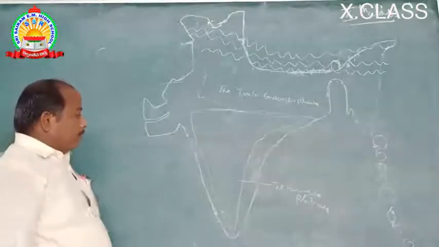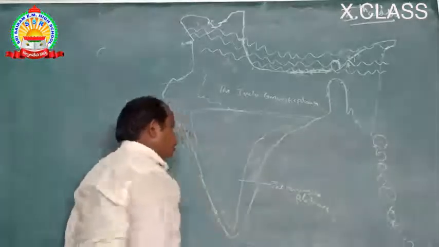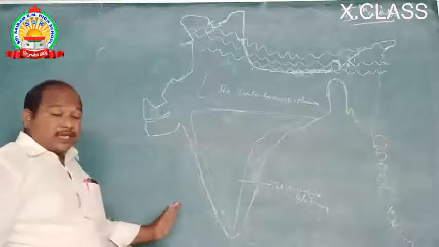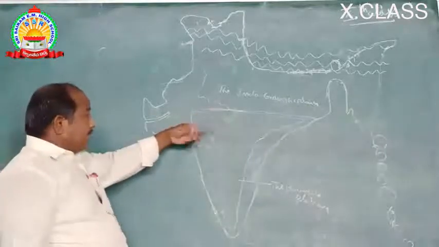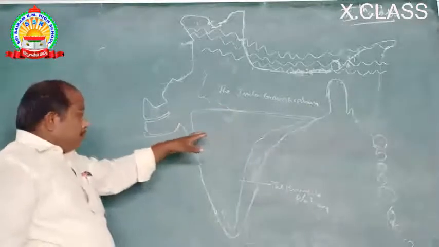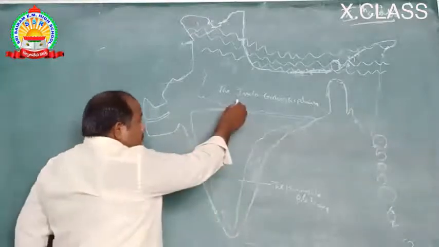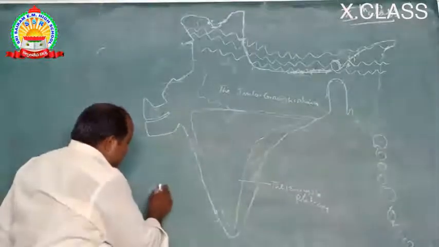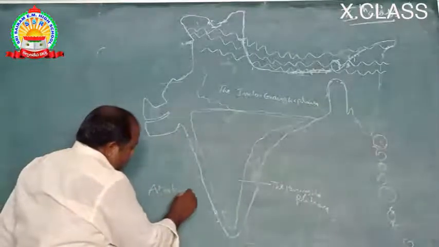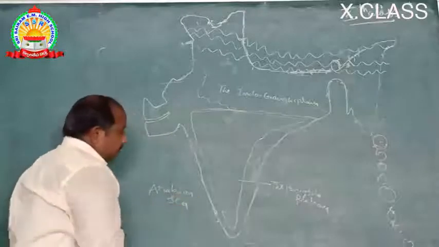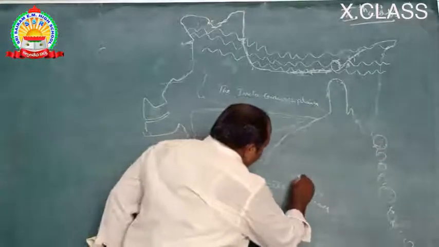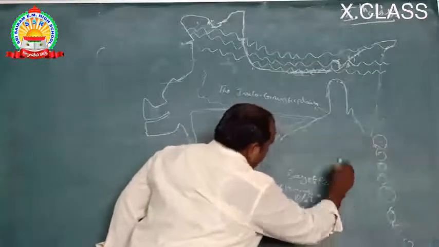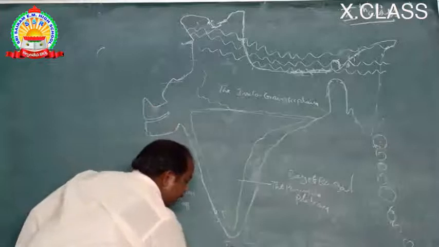Next topic, the Peninsular Plateau. Peninsula means three sides surrounded by water, one side land. To the north is the Indo-Gangetic Plain, which is land. This side, west, is the Arabian Sea, east is the Bay of Bengal, and south is the Indian Ocean.